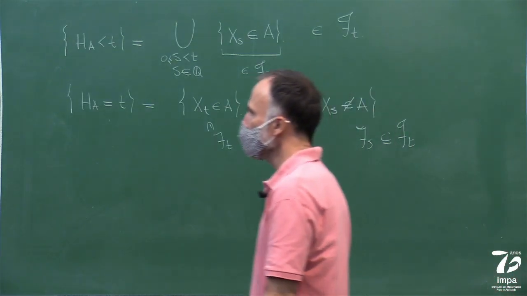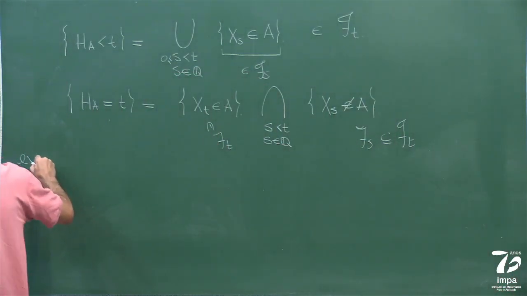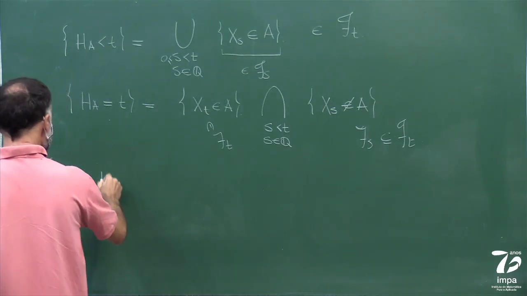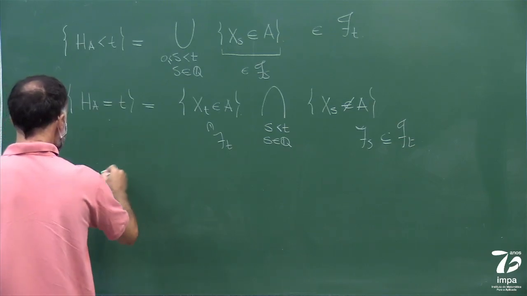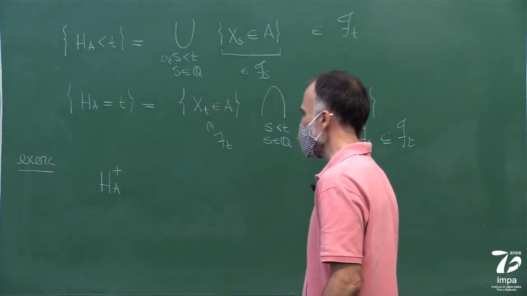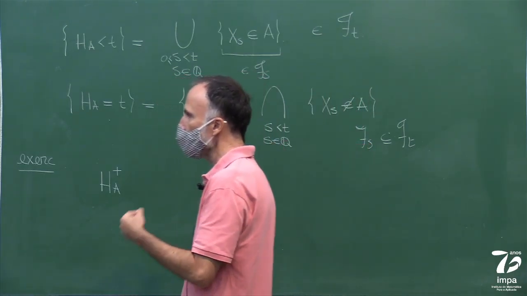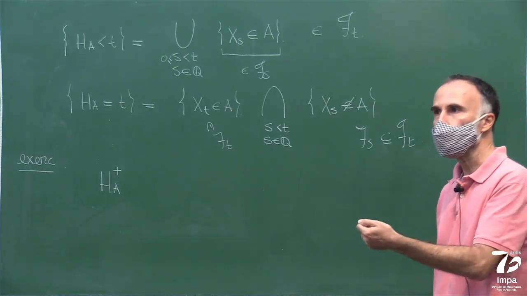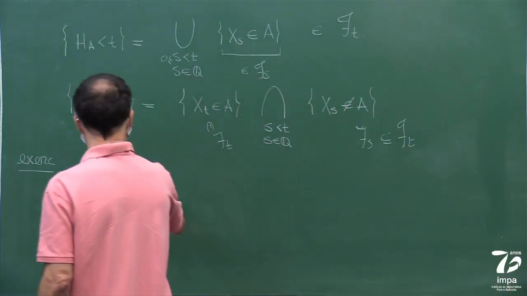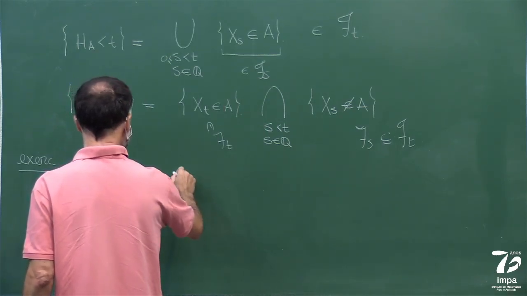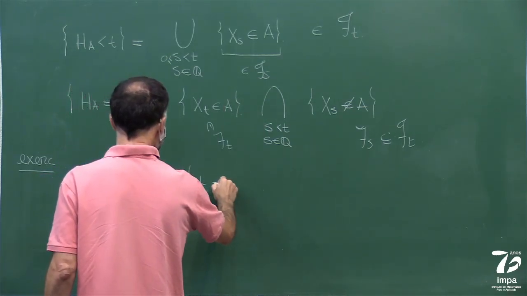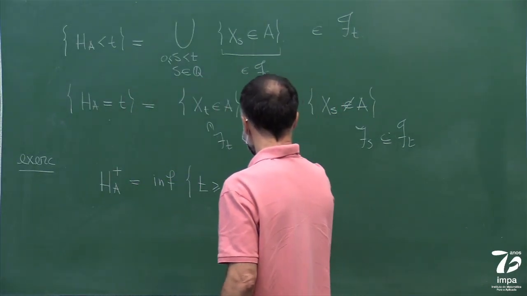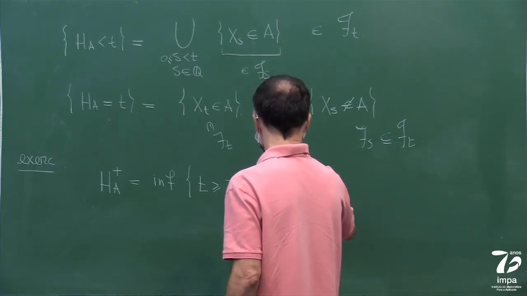Okay? So I leave it to you as an exercise to show that the return time is also a stopping time. So let me define the return time. The return time is the first time after the first jump at which you hit the set A. So this is the infimum for all t larger than tau 1, and I will define tau 1 in a second, such that X_t belongs to A.